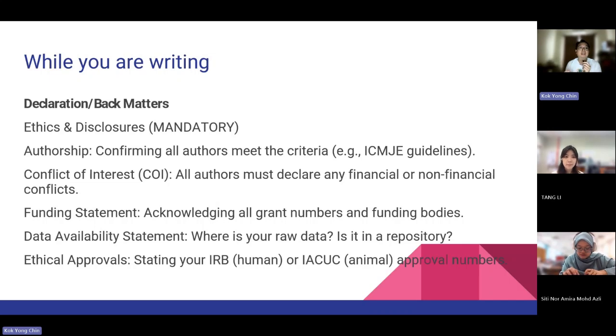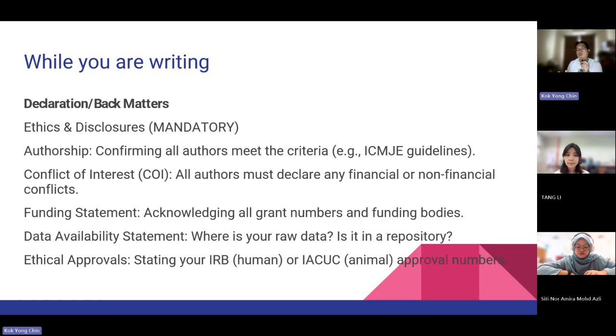This is very important. If it is discovered afterwards that you didn't declare, and then people discover, oh, this doctor or this author actually received money from the company, then the manuscript will be retracted. Okay, if people discover later. Funding statement as well, you have to acknowledge all the grants you received for doing this study and who sponsored this study. And data availability statement is very popular nowadays, whereby you have to declare whether the readers can get your raw data or not.